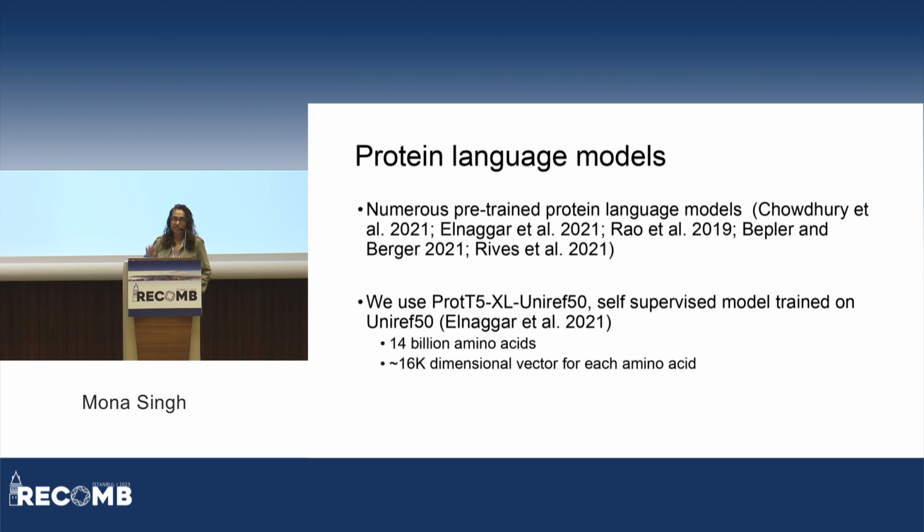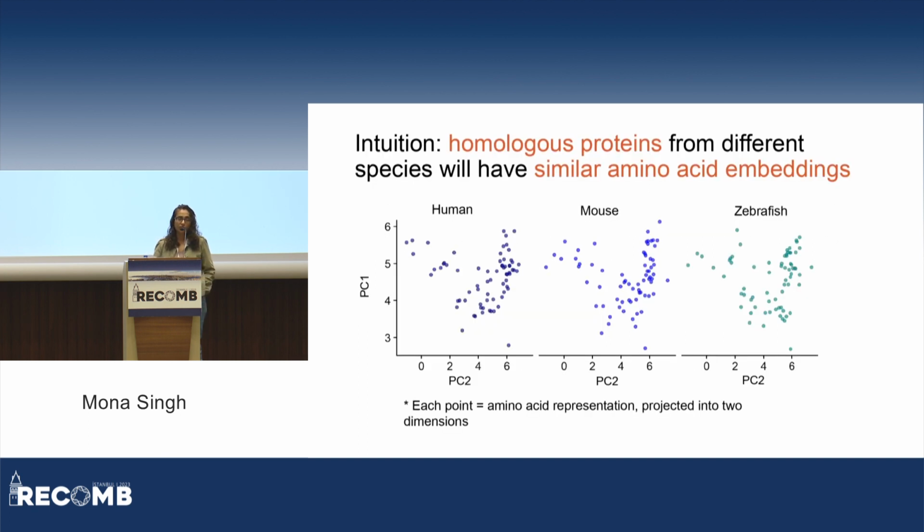Okay, so there are lots of protein language models at this time. I'm not going to talk about training a protein language model. We're going to leverage existing ones. And so for the work I'll talk about, we use one particular model from Burkhard Rost's group that was trained on 14 billion amino acids across millions of sequences. And they end up outputting for each amino acid a 16,000-dimensional vector. Okay. So what we're going to do for each protein sequence that we want to build an alignment for is feed it through their model and get a vector for each amino acid.